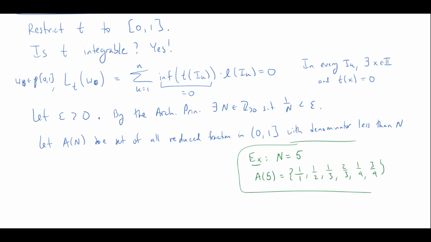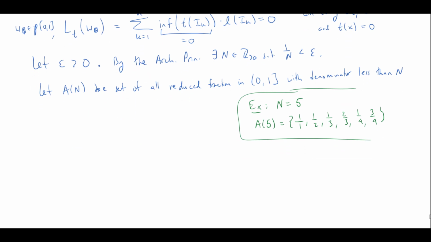Okay, and now I'm going to choose a partition, right? I need to get some partition, and here's how I want to choose it. So choose some partition, we'll call it x this time. So we have a partition of [0, 1].